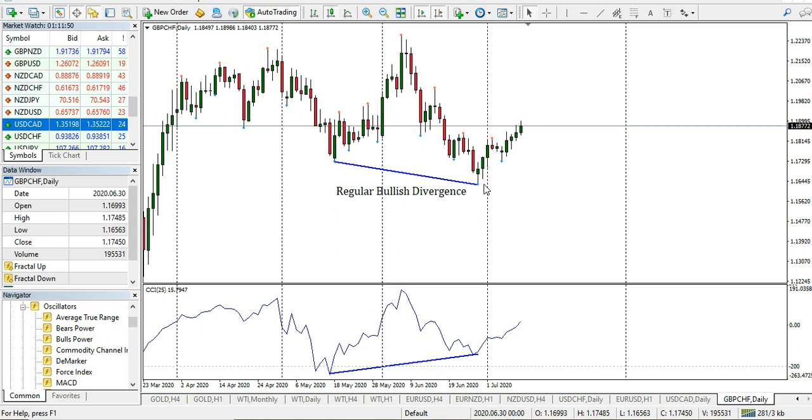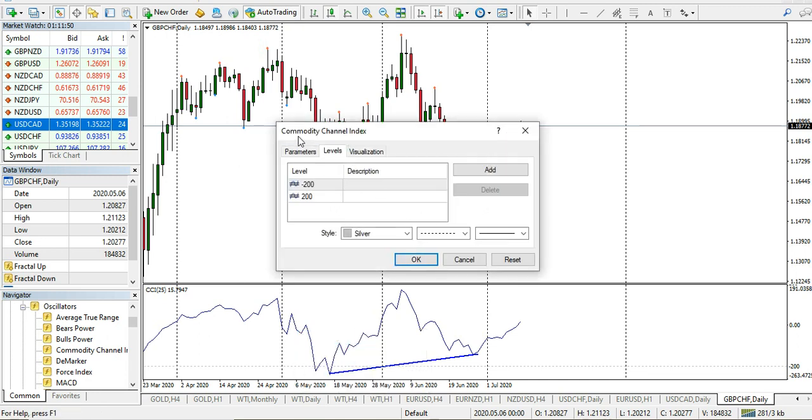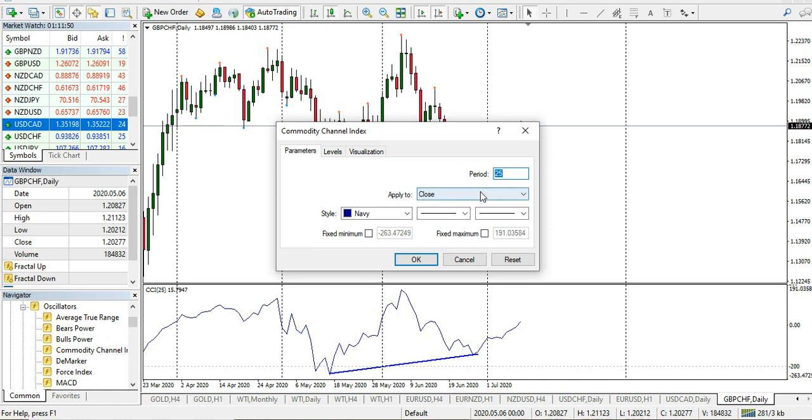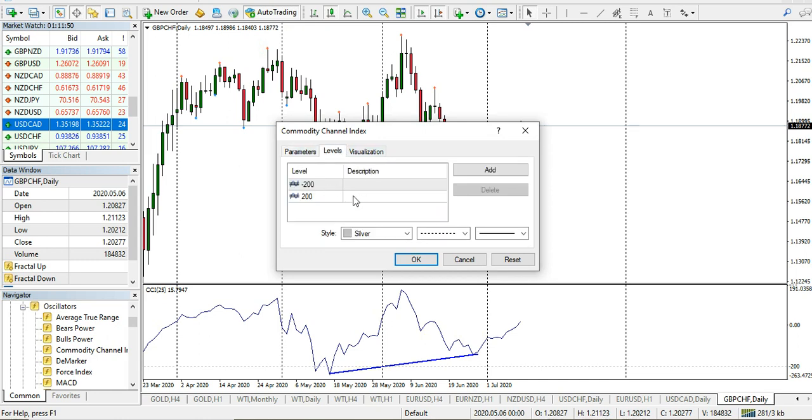Okay, I particularly like the CCI 25. So the settings on this, let me just show you. So I'm using the Commodity Channel Index. Okay, I am using a period of 25. I'm applying it to close, right? The levels do not matter. Okay, the standard levels are normally negative 100 and 100. I like to use negative 200 and 200.